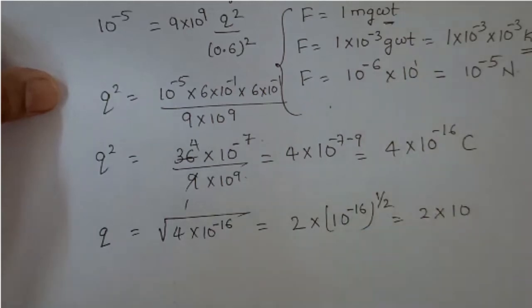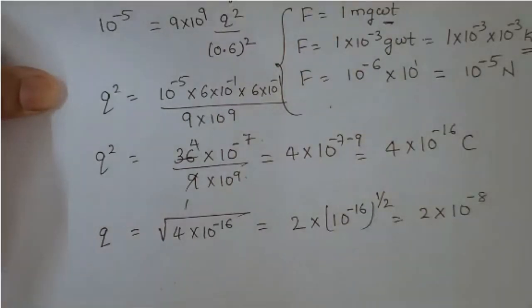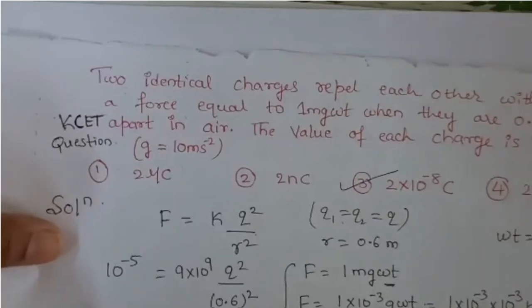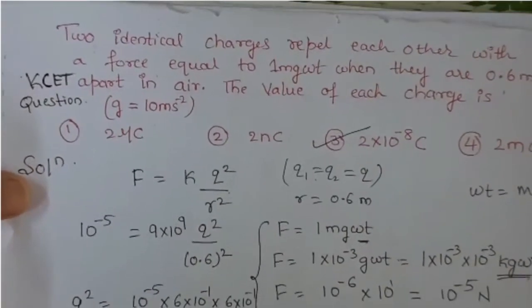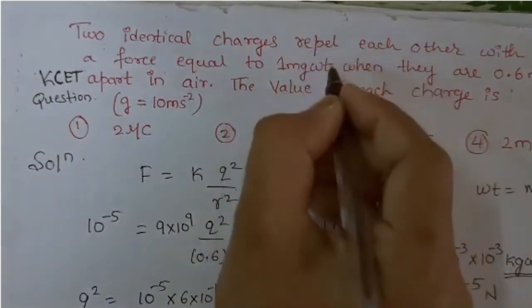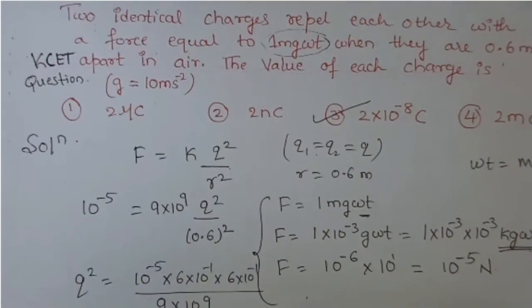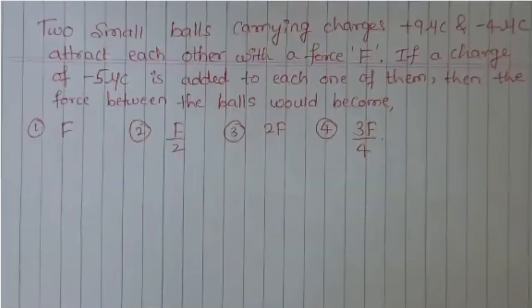Okay, so 2 into 10 raised to, I'm just showing you, you can't sit doing all this, directly you have to solve it. 16 by 2, 16 half is minus 8. So your right answer would be 2 into 10 raised to minus 8 coulomb. Okay, so that's very simple, but you should know how to resolve it. Okay, so this is one of the K-set solutions.